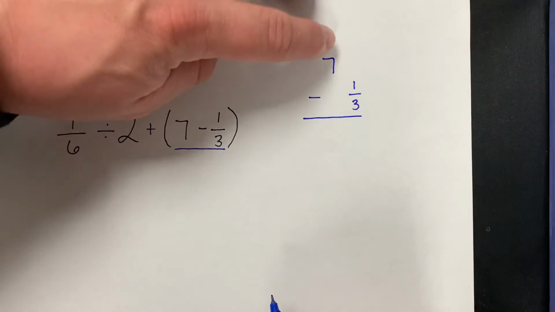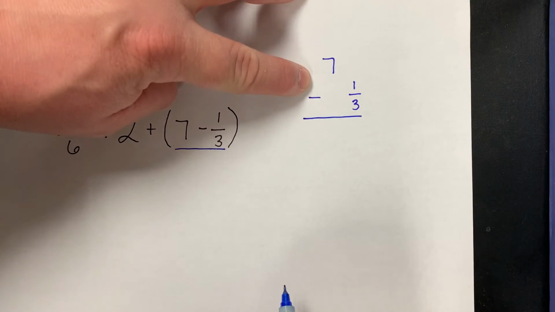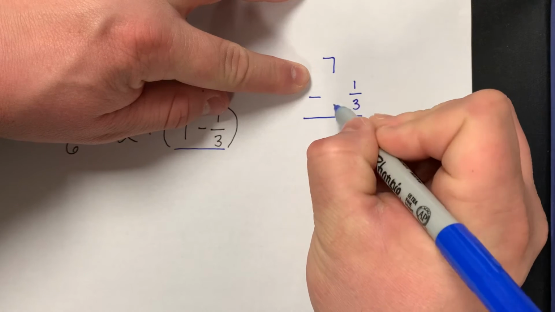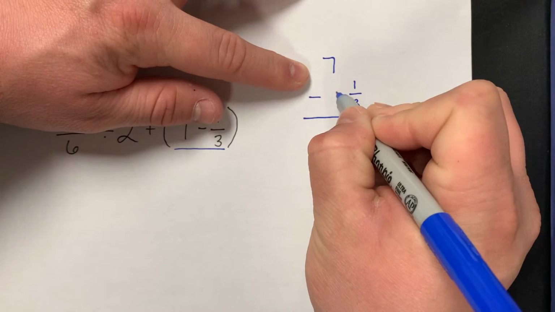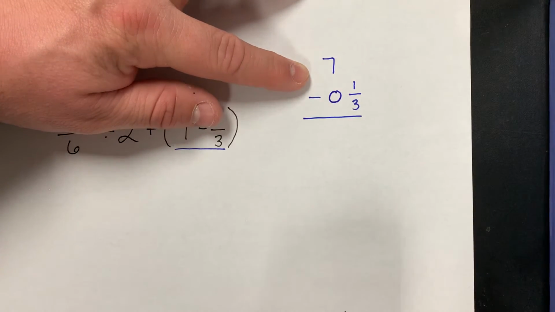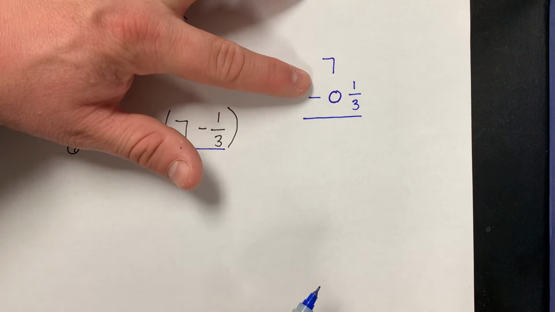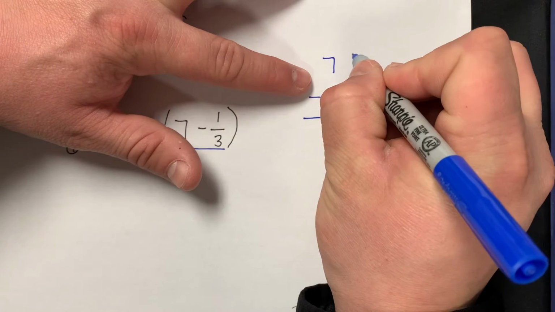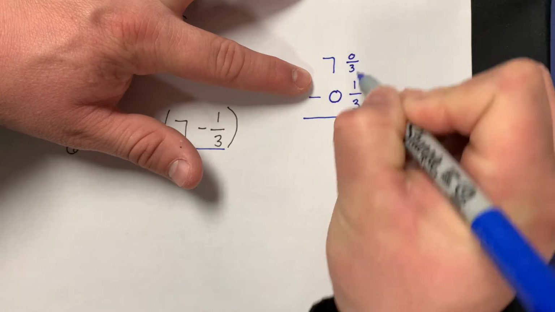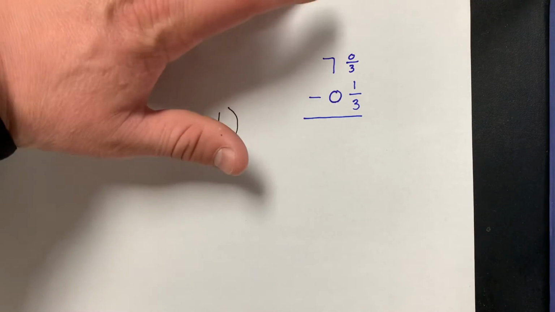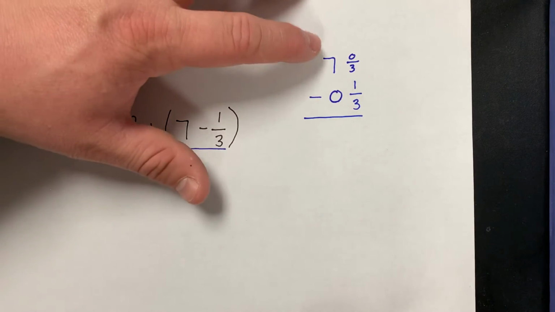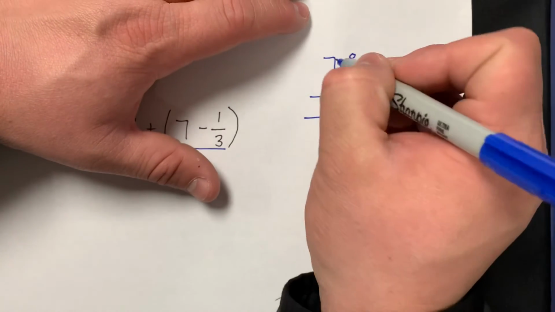Now notice that I don't have them lined up over each other. This is my whole number place value, okay? I have no whole numbers with this 1/3, so that's 0 whole numbers, okay? And I have 0 thirds in this whole number 7. So I need to regroup, okay?